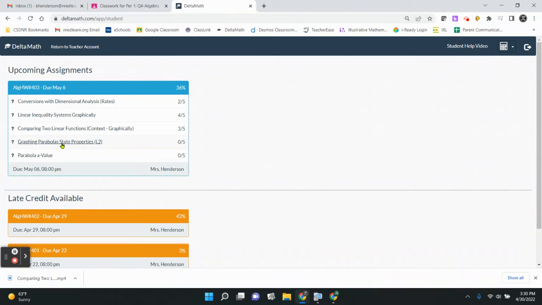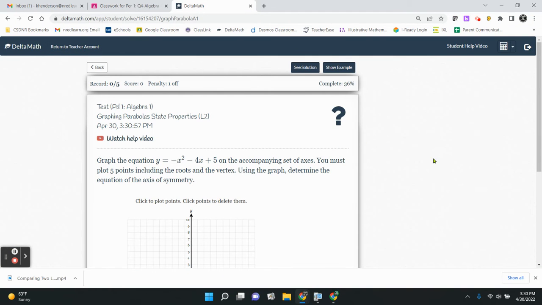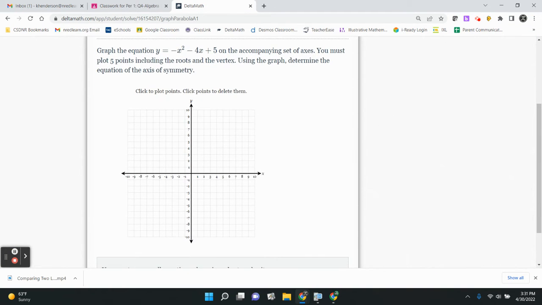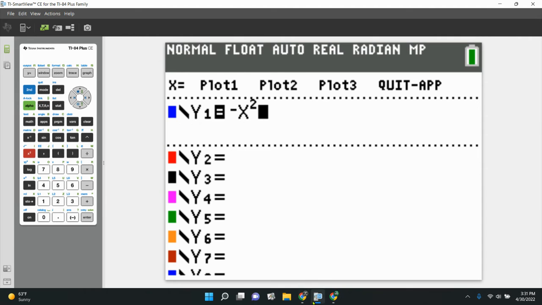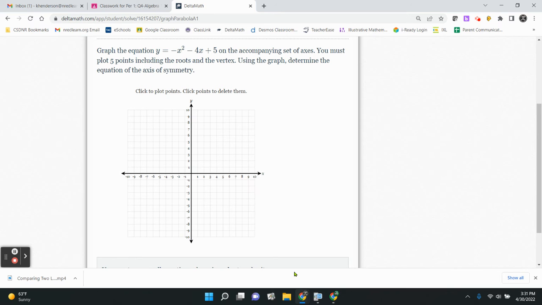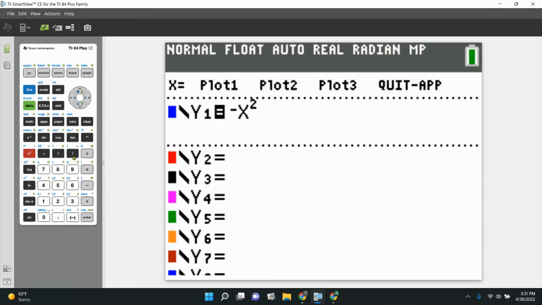Let's practice graphing some parabolas. So the first one here asks us to graph the equation y equals negative x squared minus 4x plus 5. I'm going to get my graphing calculator ready, and I'm going to type here in my y equals button, negative x squared minus 4x plus 5.